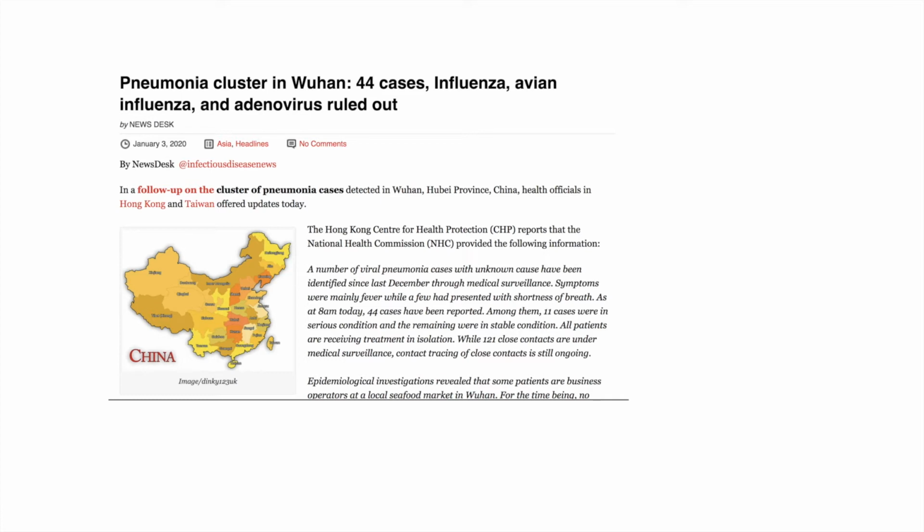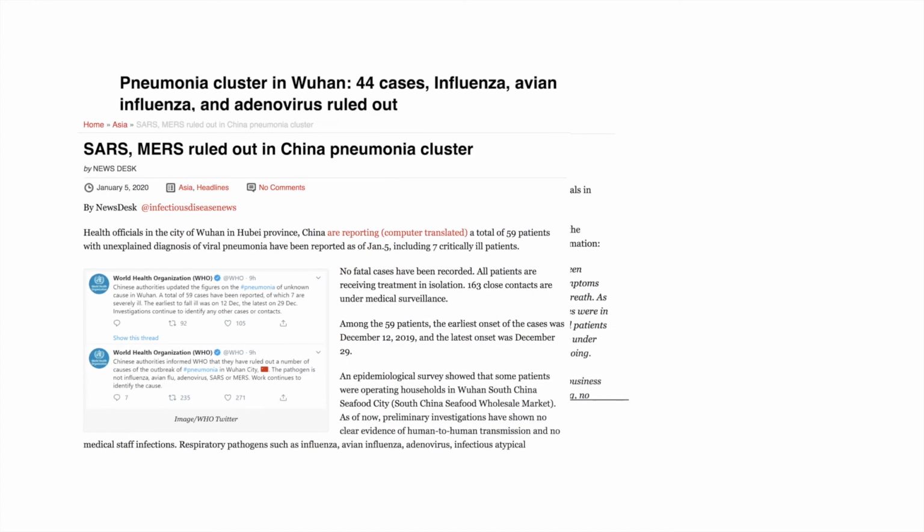And that one case turned into a cluster of cases. And of course, this was out of Wuhan. And then they're trying to figure out what is going on. So they try to rule out conditions such as influenza, avian influenza, adenovirus, even SARS and MERS. They started to consider, could this be SARS? Could this be MERS? Are we seeing a resurgence of these diseases? This just goes to show you how frightening, how virulent, how nasty this disease manifestation was.